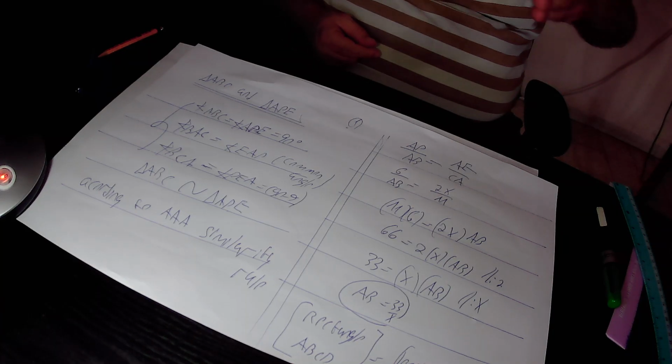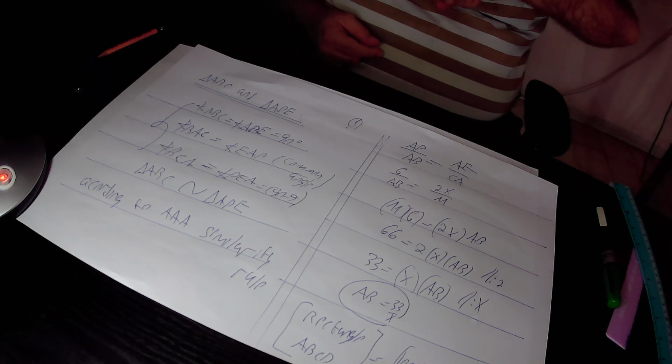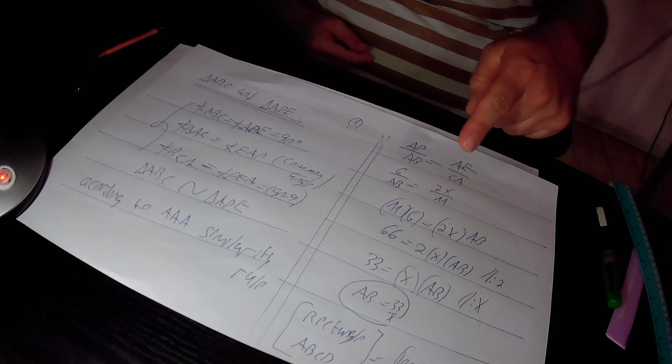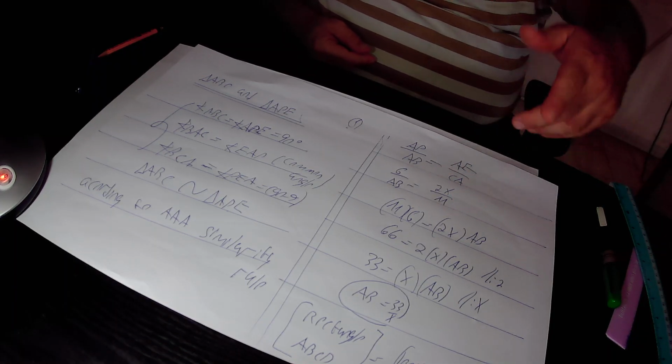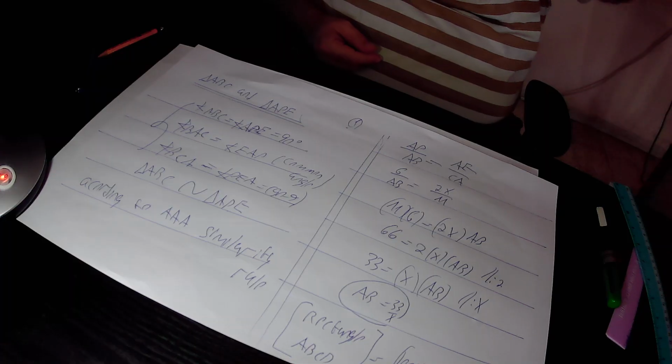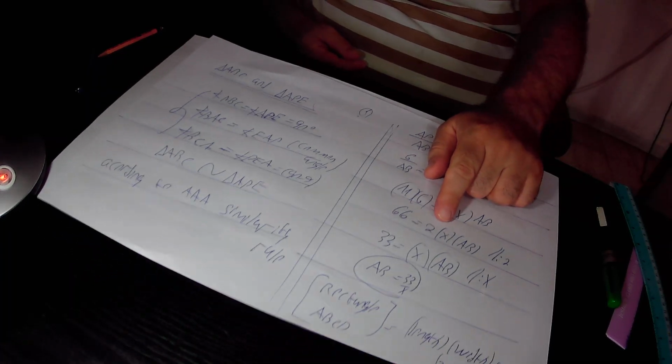We actually found out that 66 over 2 is 33. That is equal to 2x over 2, which is x. So in total this expression equals x times AB. So we actually found out that 33 equals x times AB. Here we divide this equation by x.